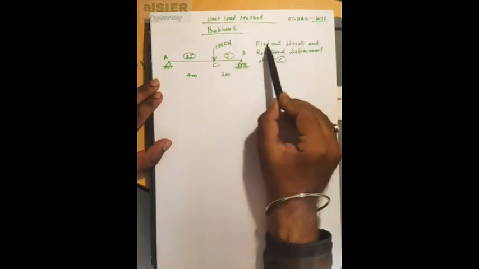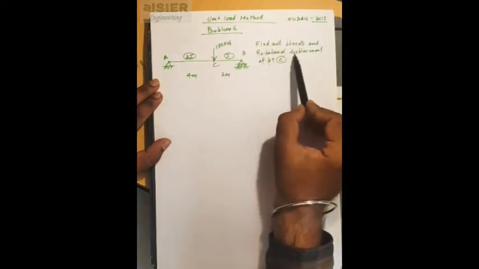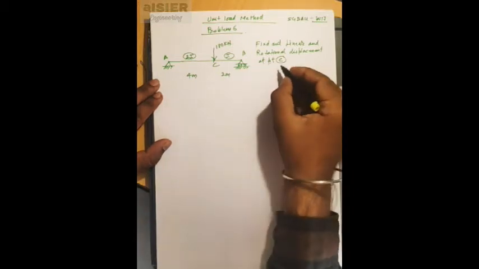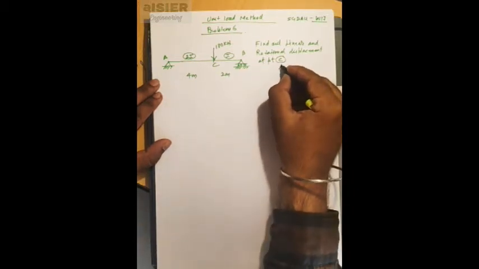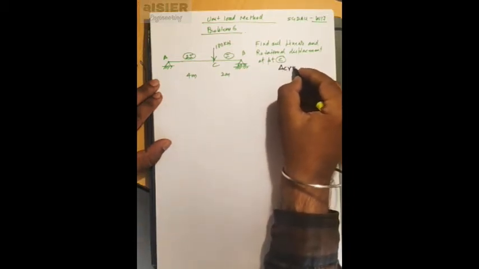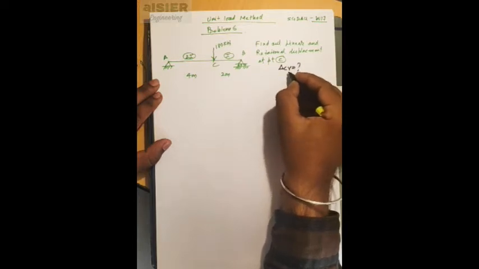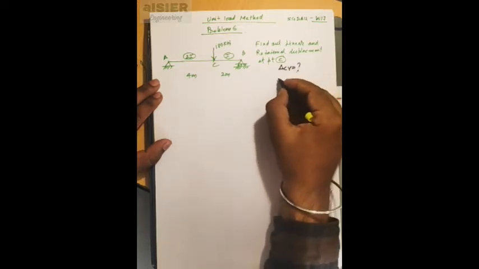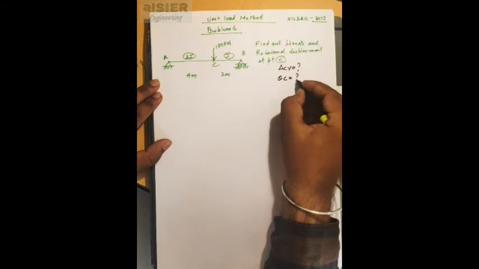What is required to calculate? Find out the linear and rotational displacement at C. Means we are interested to calculate delta CV, vertical deflection at point C, and theta C, means rotation at point C.